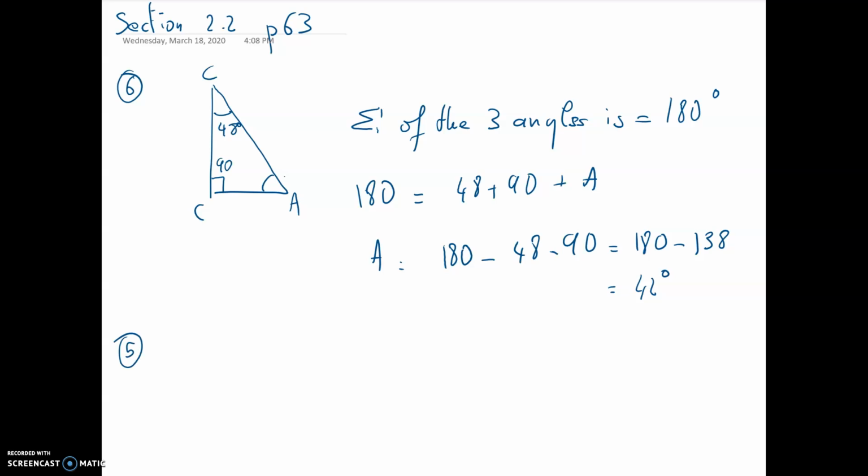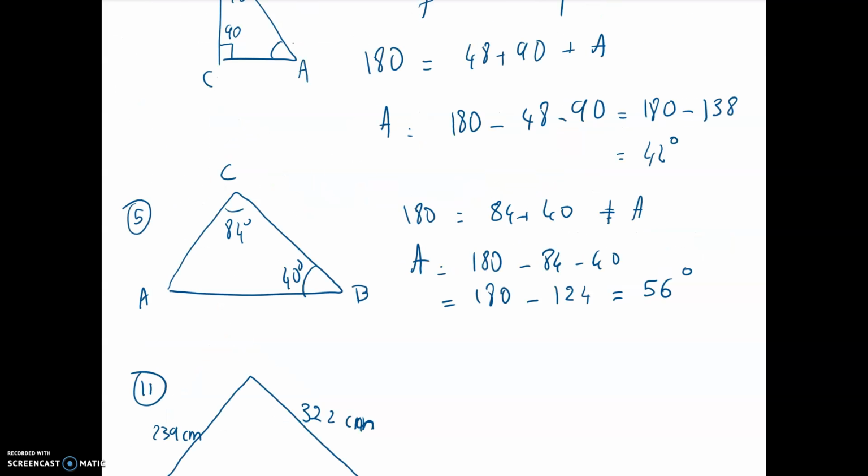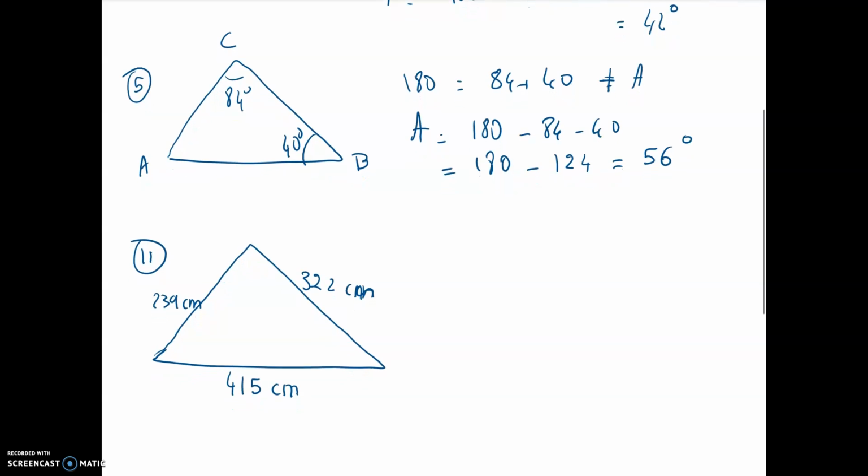I could do exactly the same thing for problem number 5. Let's try to do problem number 5. Problem number 5 is not a right triangle. We have A, C, and B right here, with B equal 40 degrees and C equal 84 degrees. So again, the sum of the three angles, 40 degrees, 84 degrees, and the angle A equal 180 degrees. So A is going to be equal to 180 degrees minus 124 degrees, and it will be equal to 56 degrees.